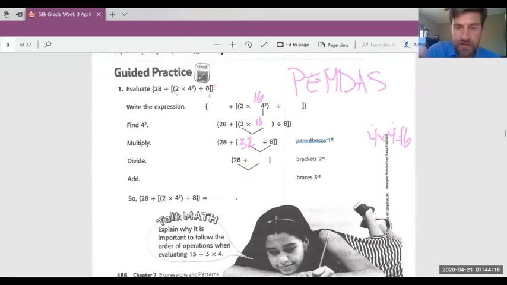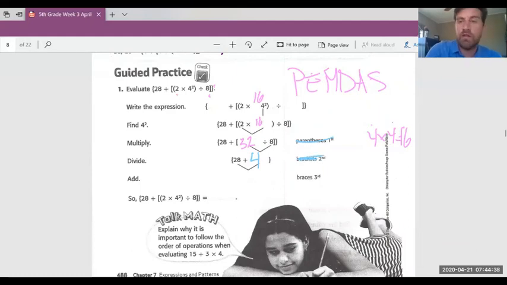Now we got to find the brackets, those big straight guys. Brackets are right in here. We are taking this little guy, which is now 32. We are dividing it by 8. 32 divided by 8 gives me 4. And now I can get rid of brackets.